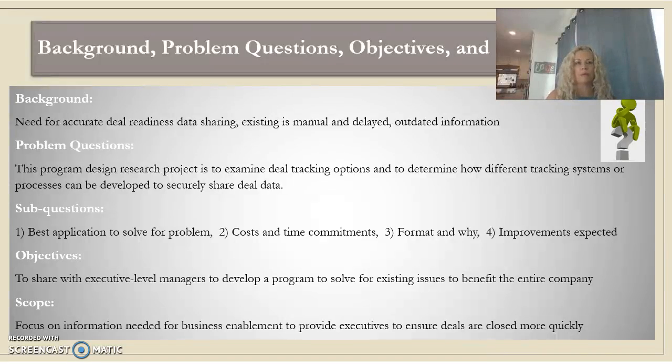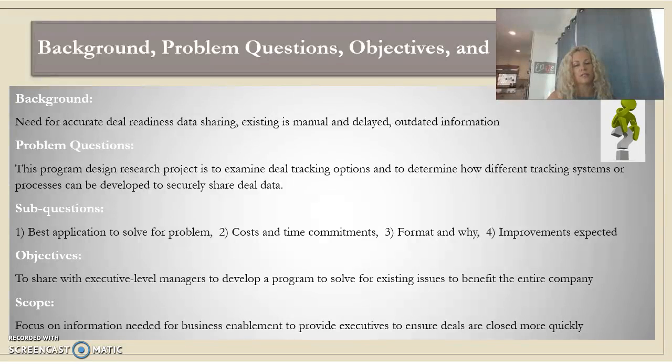So our first main problem question to answer for this is: develop a program design to examine the deal tracking options and to determine how different tracking systems or processes can be developed to securely share the data. My sub-questions start with, what's the best application that can help solve for this, basing on usability and functionalities and a number of other things, and what's most cost effective and least amount of time to implement. And that's my number 2 sub-question.